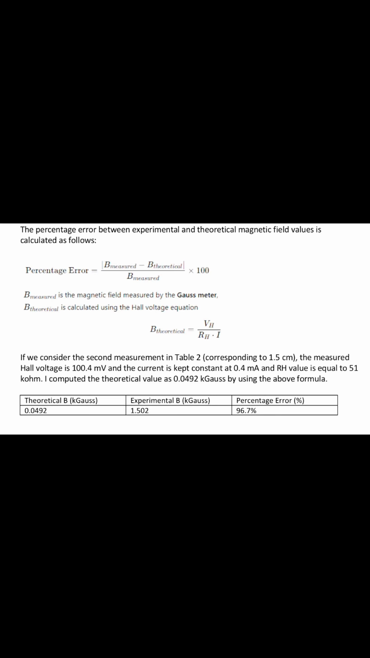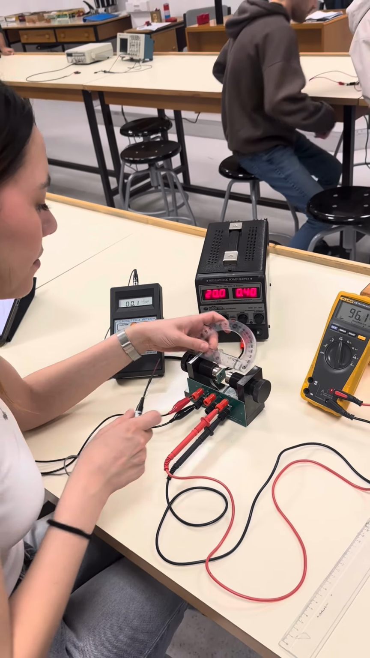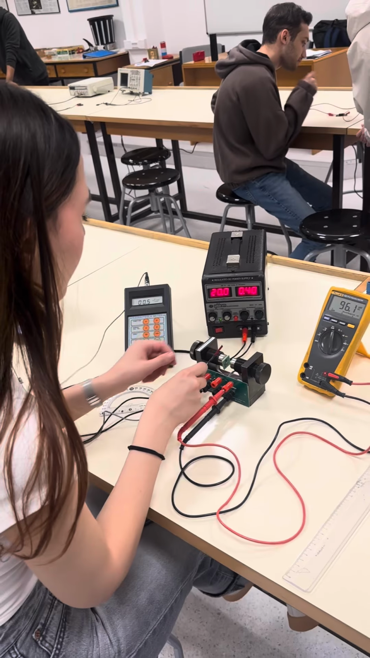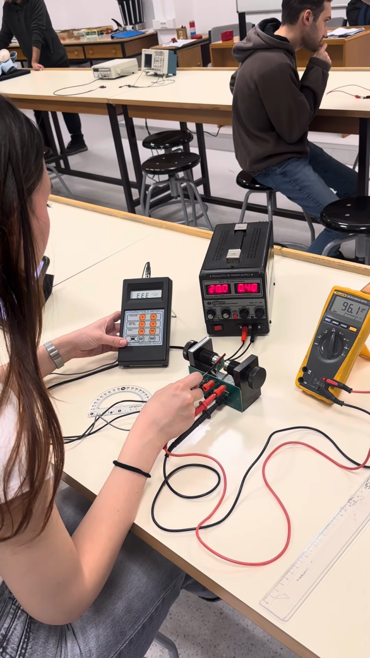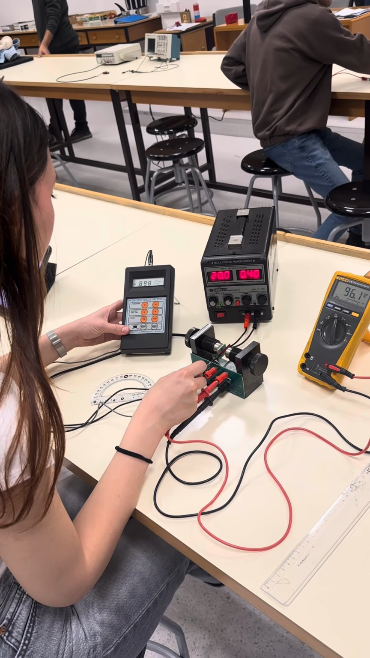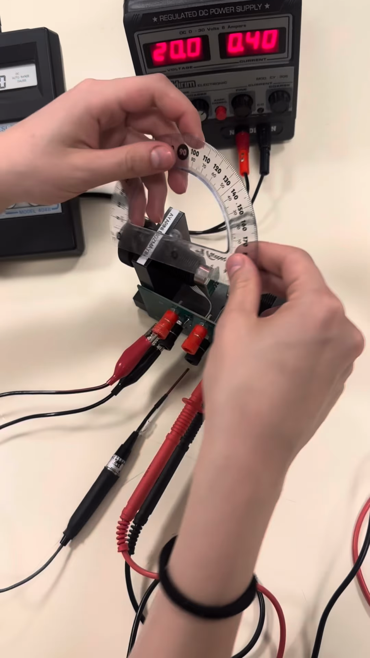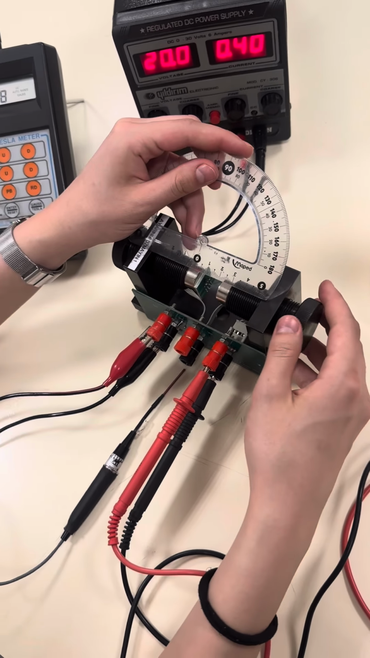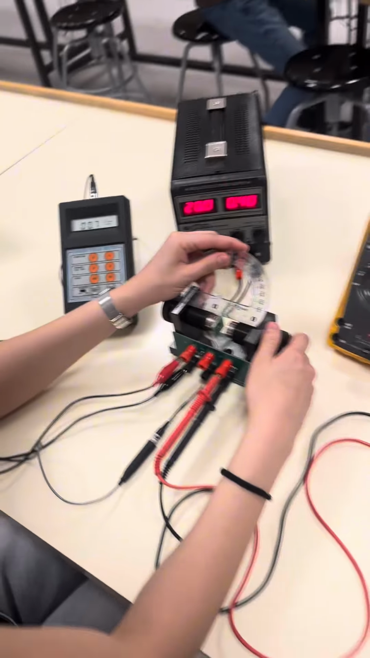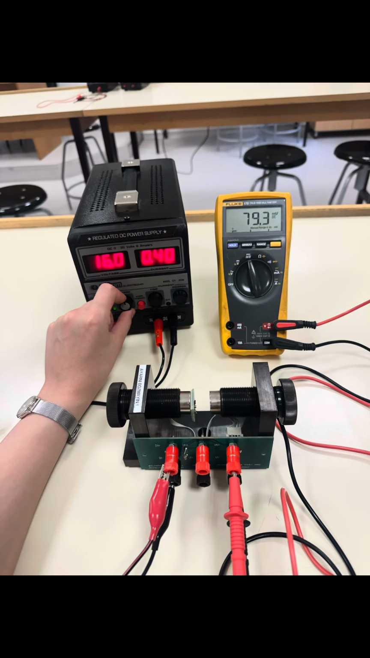In conclusion, this experiment successfully demonstrated the Hall effect and confirmed the theoretical behaviors of Hall voltage. Both graphs clearly showed the Hall voltage increasing proportionally with current and magnetic field strength. Although the percentage error in the theoretical magnetic field calculation was high, the trend in the data matched the expected physical behavior. This experiment shows how the Hall effect can be used to measure magnetic fields and study the motion of charge carriers inside the conductor.